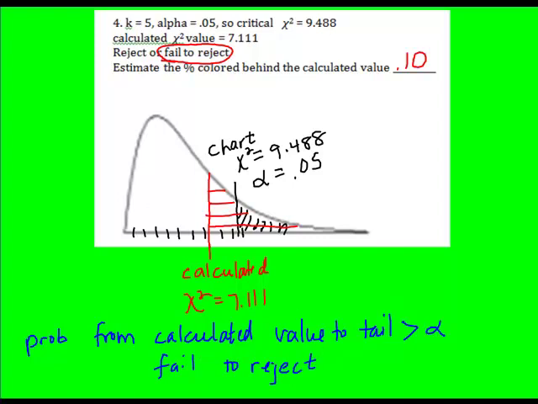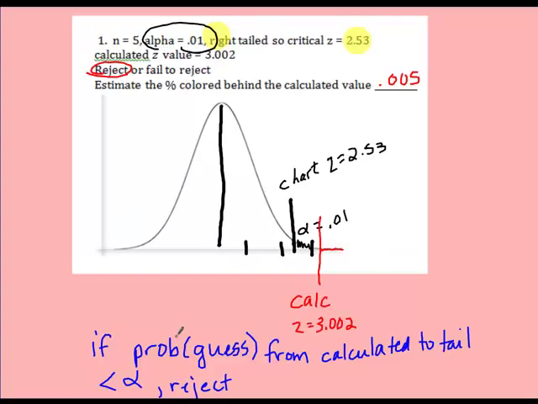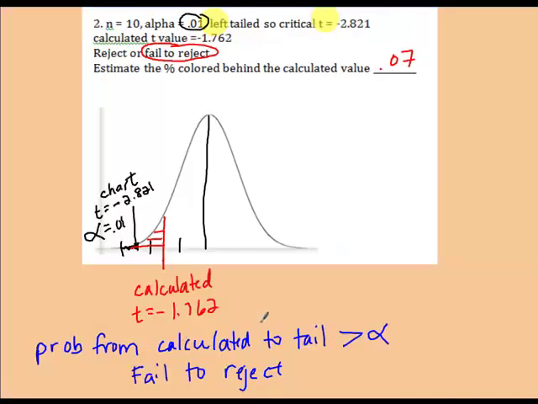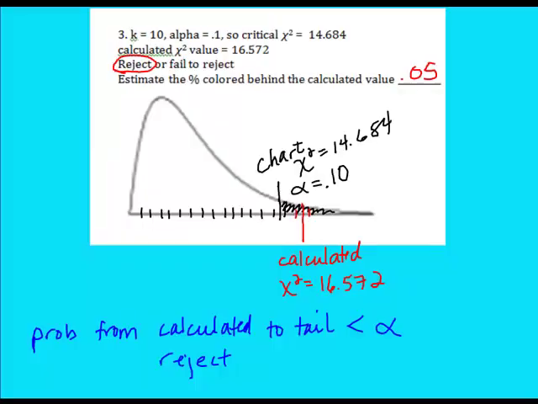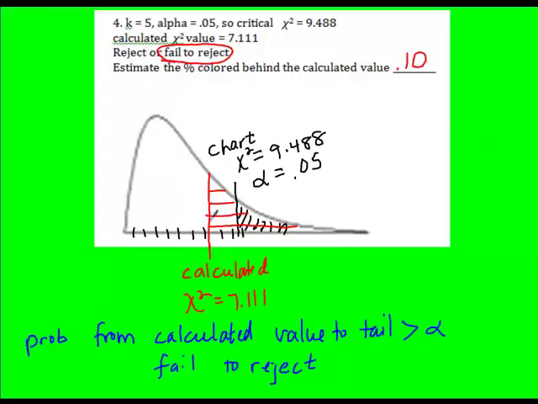So back through one quick time. The probability was less than alpha, we rejected. The probability was greater than alpha, we failed to reject. If the probability for our chi-square was less than alpha, we were in the rejection region. And if the probability was greater than alpha, it turned out we were in the fail to reject region.